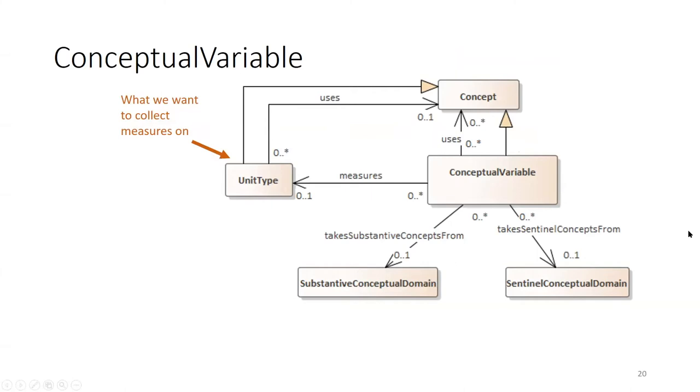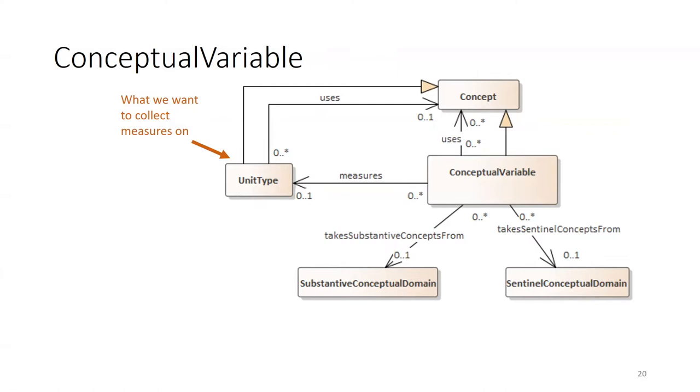And let's see here about the conceptual variable. We see here it inherits from a concept, and it measures a unit type, and that's what we want to collect measures on at the highest level. We can say, for instance, we want to measure about people, and then that could be further specialized in that structure. But the conceptual variable on the highest level is related to the unit type. We can also see here at the bottom of the page that the conceptual variable can take concepts for what it expresses, the characteristics, but there are no values involved at this level, and you don't need to have it.